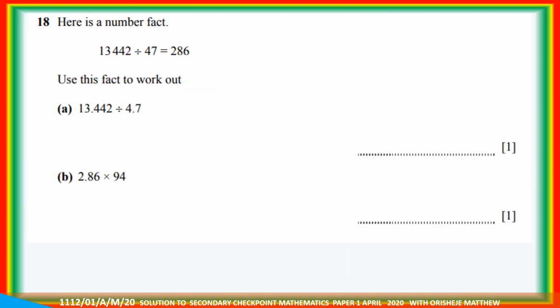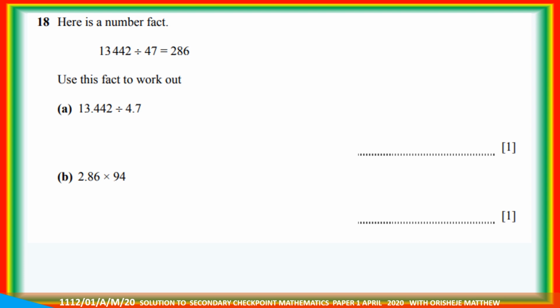Question 18. Here is a number fact: 30,442 divided by 47 gives me 286. Use this fact to work out questions A and B.